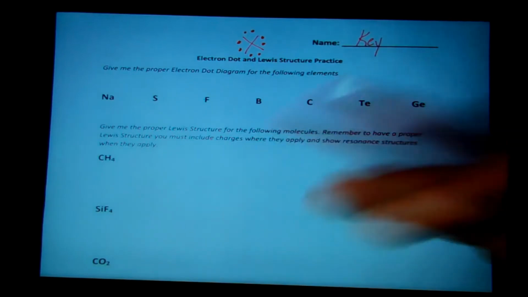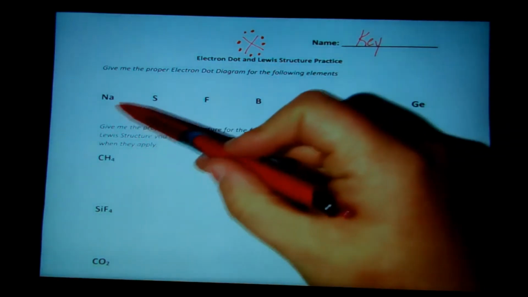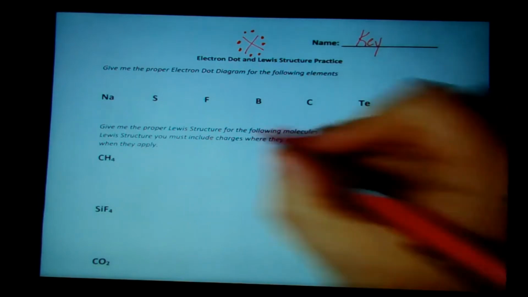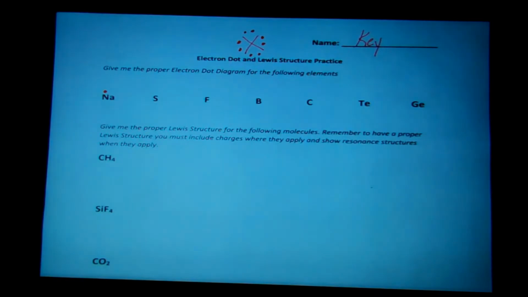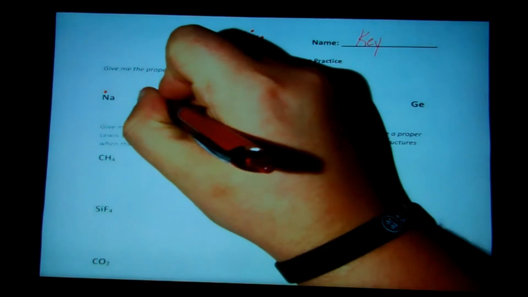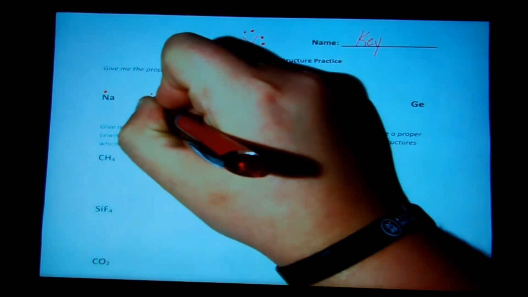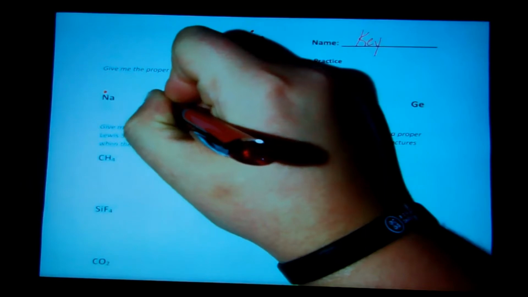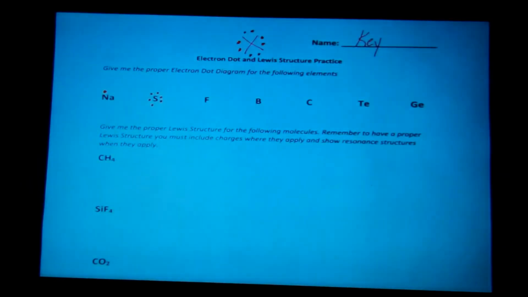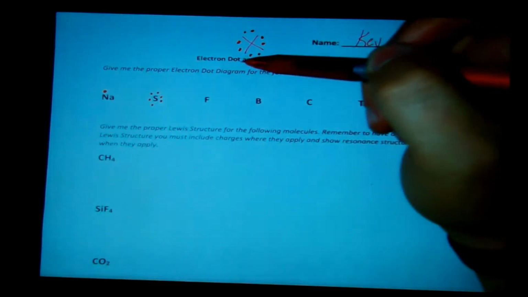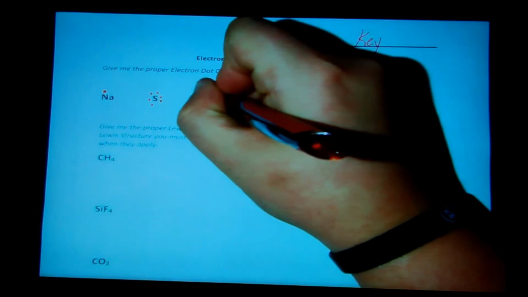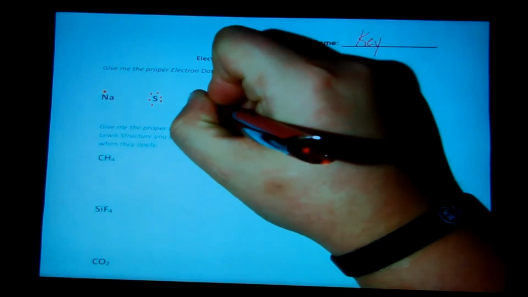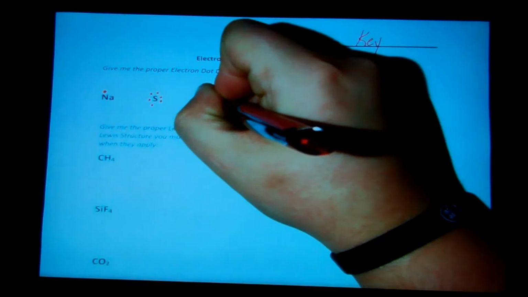So in this, pretty much find out how many valence electrons they have. Sodium comes from the first column, 1 valence electron. So right there, we're done. Sulfur has 6 because it's in the 16th column. So 1, 2, 3, 4, 5, 6. Now we'll be looking for that, okay? Fluorine has 7. It's in the 17th column. 1, 2, 3, 4, 5, 6, 7.